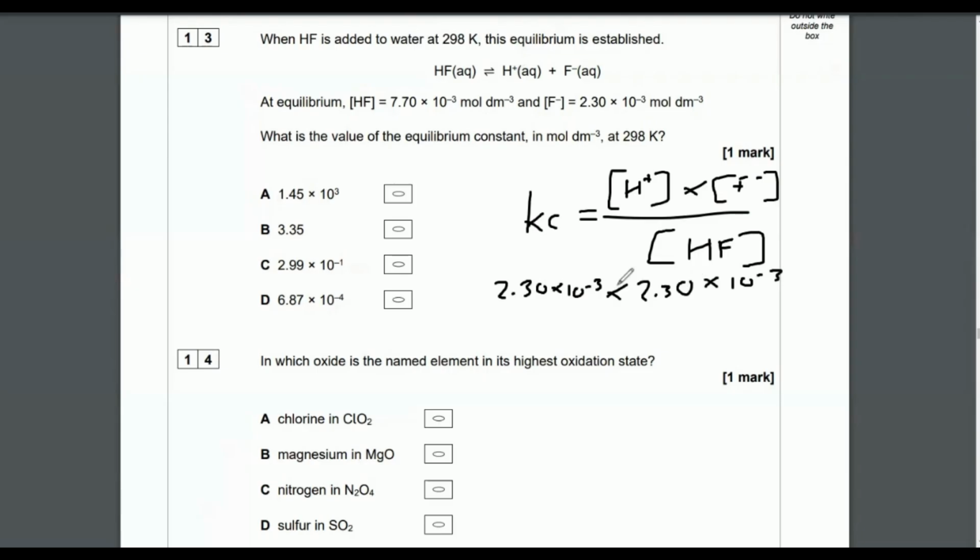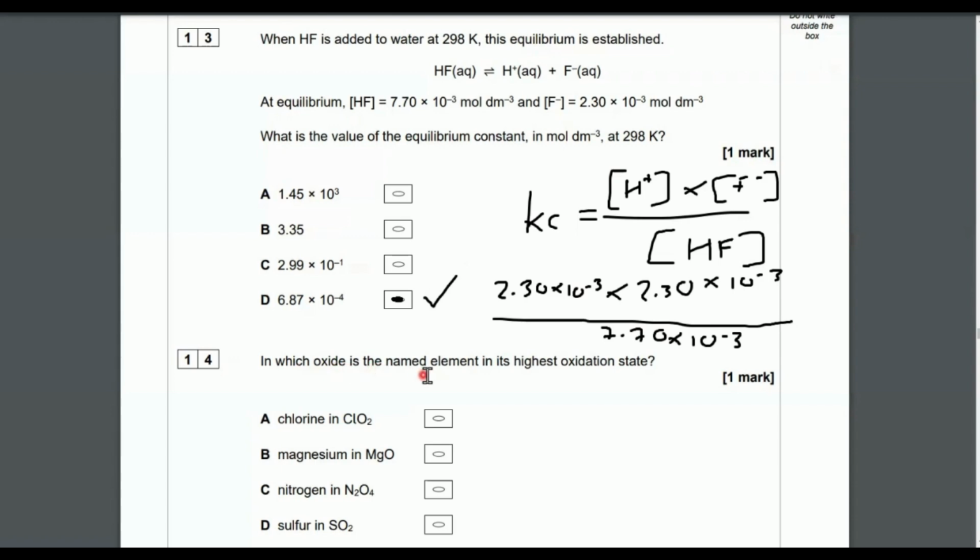So I'm multiplying them by themselves and then dividing them by HF, which is 7.70 times 10 to the minus 3. And that's going to give me D. Beautiful. Okay, let's go to the next question. I don't have to scroll down for this one.